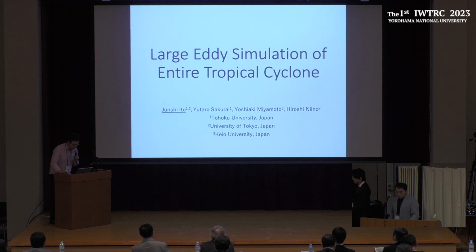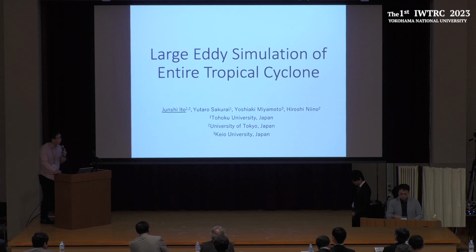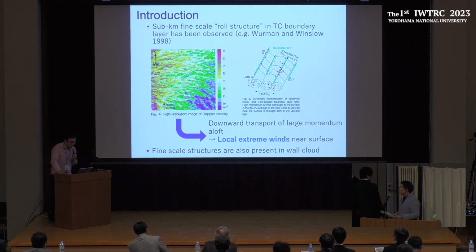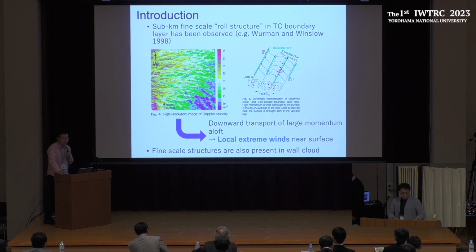Thank you for the introduction. I'd like to talk about large-eddy simulation of an entire tropical cyclone. I'm Junshi from Tohoku University. Tropical cyclones have sub-kilometer fine-scale structures in the boundary layer, which are called roll structures.